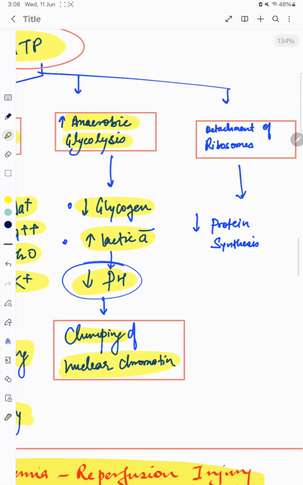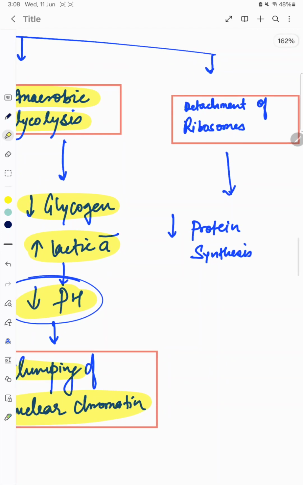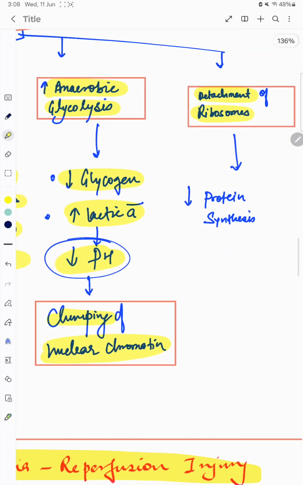The third result of decreased ATP synthesis is detachment of ribosomes from the endoplasmic reticulum, and this will result in decreased protein synthesis.